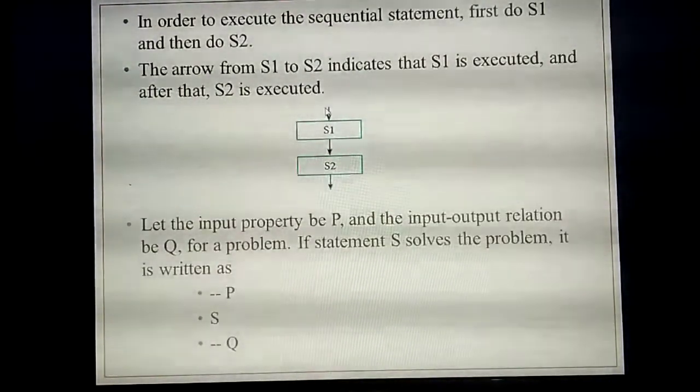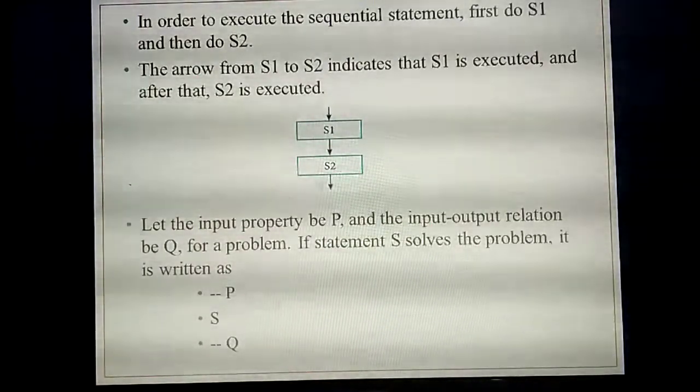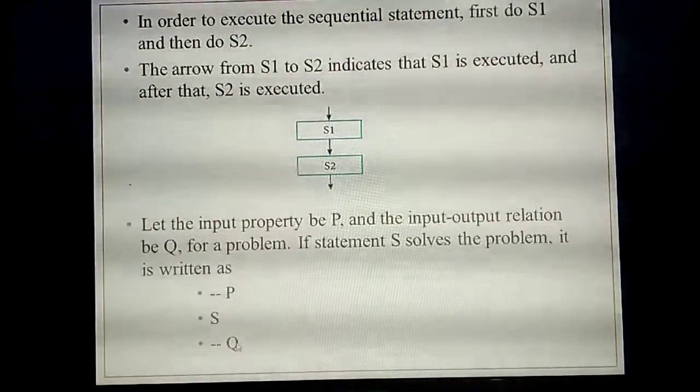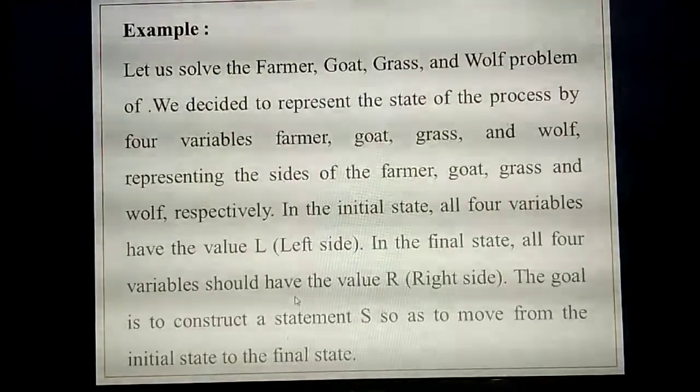Understand? First they have given the two statements. They are giving in the picture how the statements will execute with arrow marks. Then they have identified the input output relation. Understand? P is the input property, Q is the input output relation, and then the statement. Understand how you need to write the compound statements?